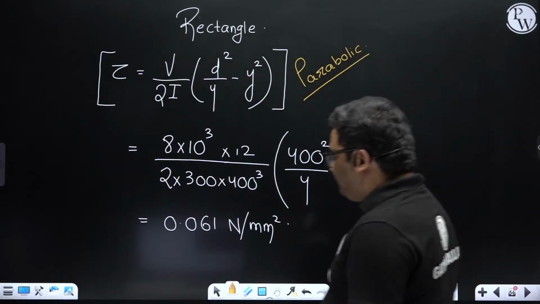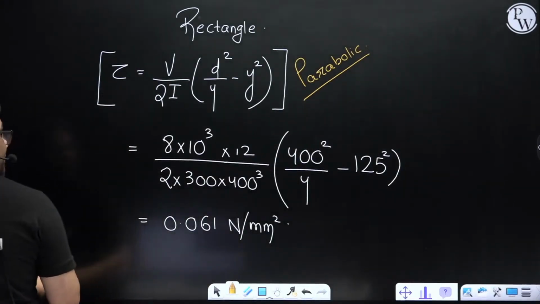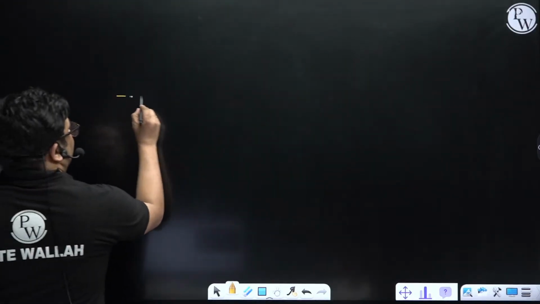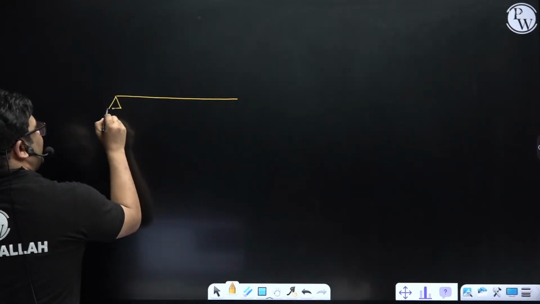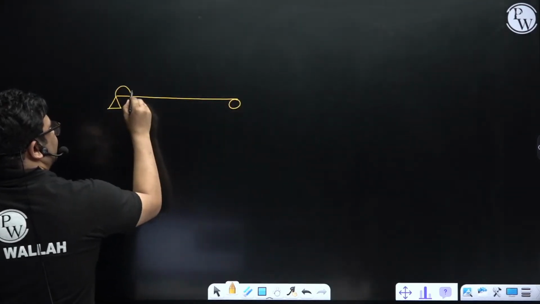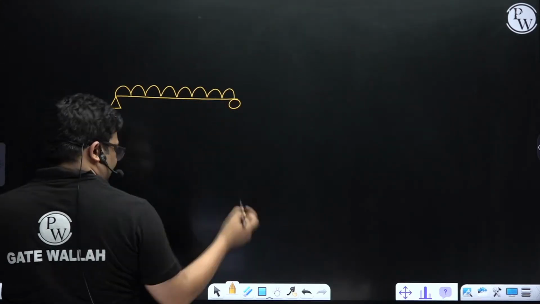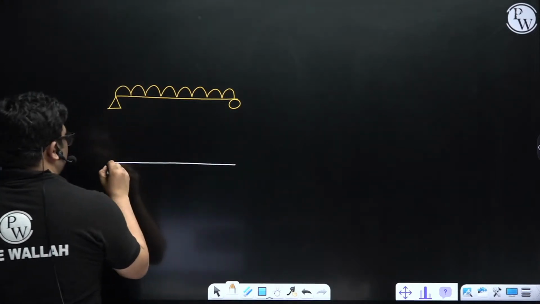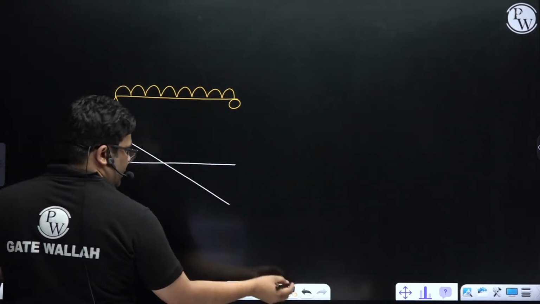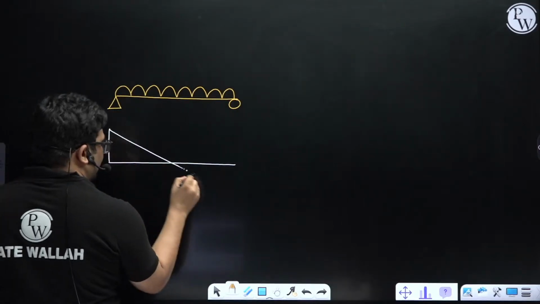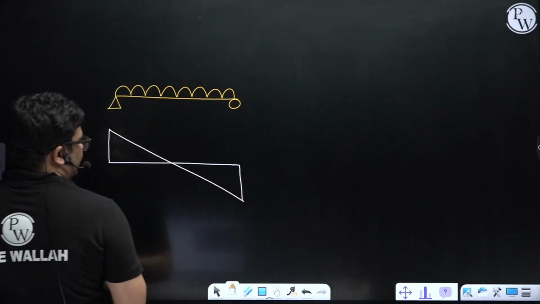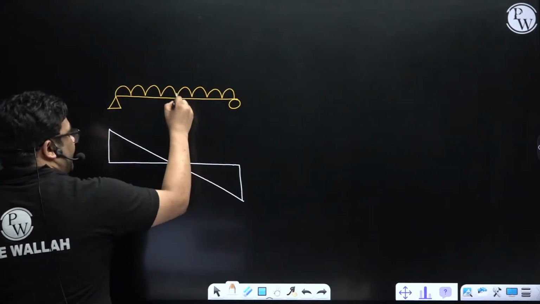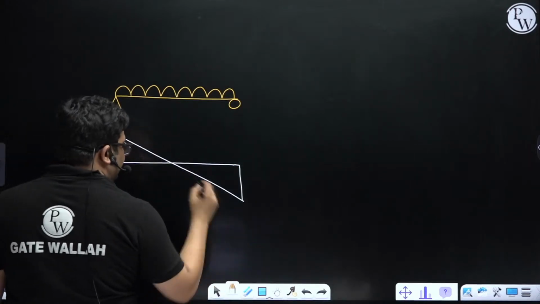We know that for a UDL and simply supported beam, this is the shear force distribution, and at midspan the shear force is 0.